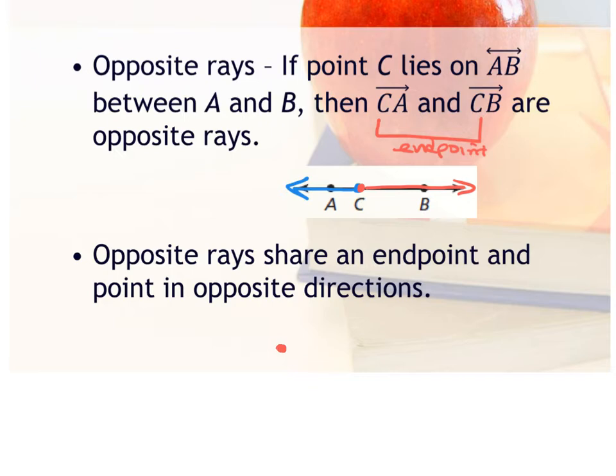So you could draw a ray this way from C to A, and then you can draw another ray going this way, and this forms opposite rays. It's going to form a straight line. So again, C is my starting point or my endpoint, and it goes to A, and then C is my starting point and it goes to B. And these are opposite rays.